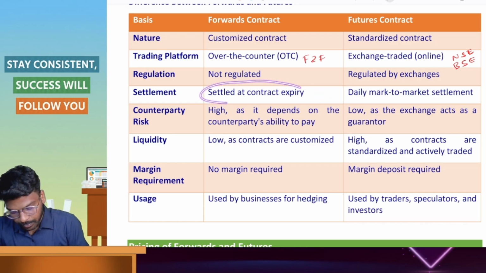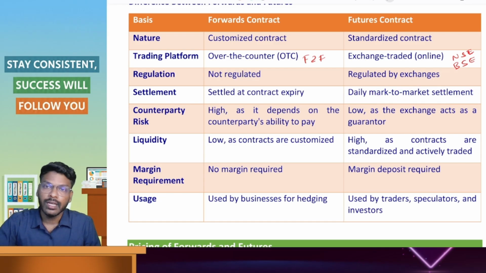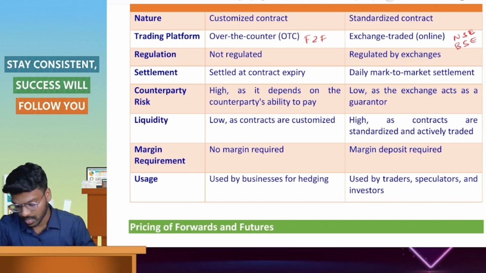Next, moving to settlement. In case of forwards, the contract is settled at contract expiry. In case of futures, it is settled under daily market mark to market settlement. Okay, it will be settled on a daily basis. Up to the future date, the settlement will happen on a daily basis.